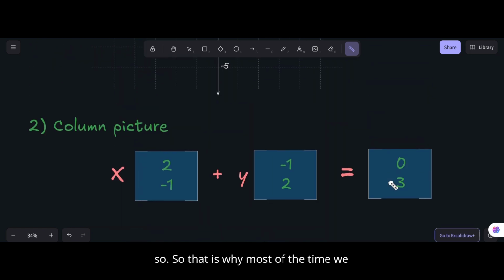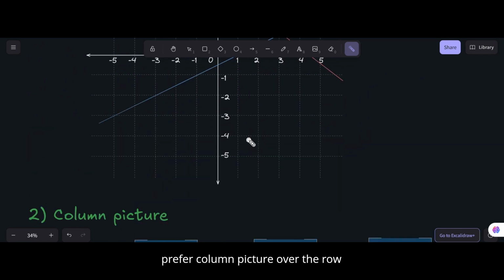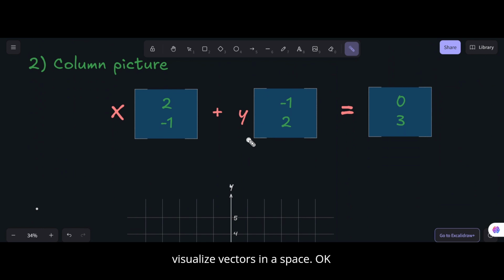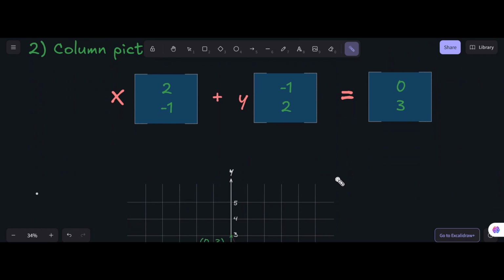So that is why most of the time we prefer the column picture over the row picture, because in that we only have to visualize vectors in a space.